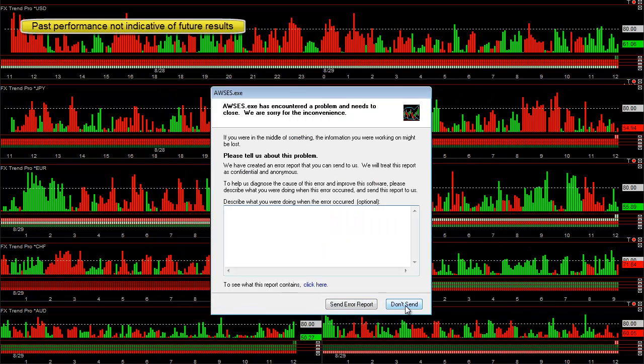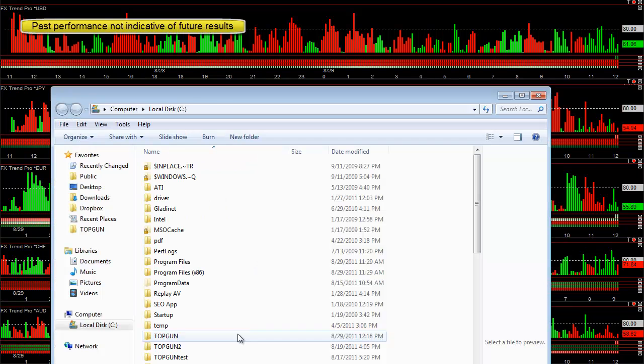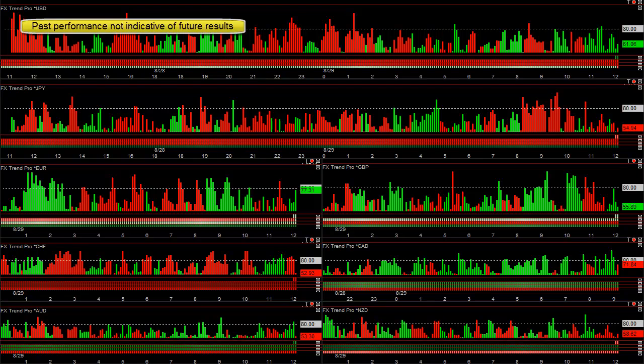Whoops, shoot, I didn't compile this one on the new version. Hold on. I'm running an old version that doesn't have that feature in it. 1 second.